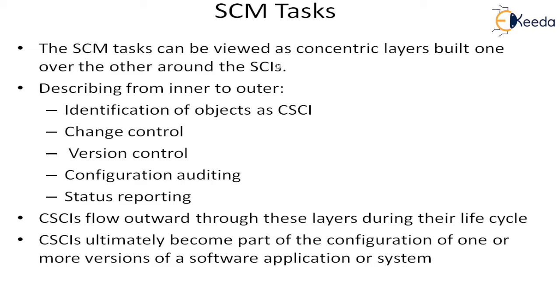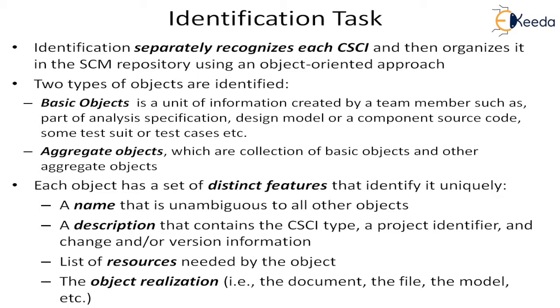So whatever you have identified as your configurable items, at some point of time, it will finally become part of your repository, the configuration system. And ultimately a version of a software application system, because it has to be finally given to the user. So what is the identification task? In the identification task, we are separately recognizing each CSCI and organizing it in the SCM repository using an object-oriented approach. So first of all, we are identifying it, then we are separating it.